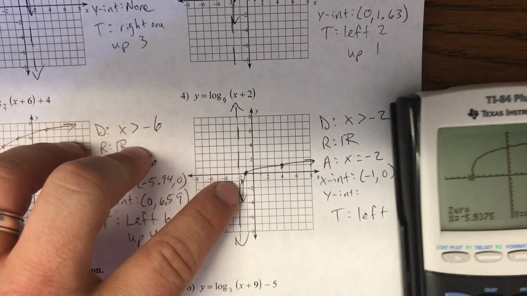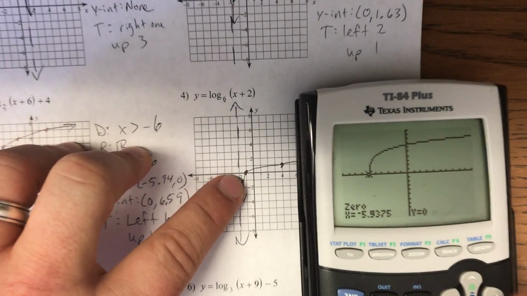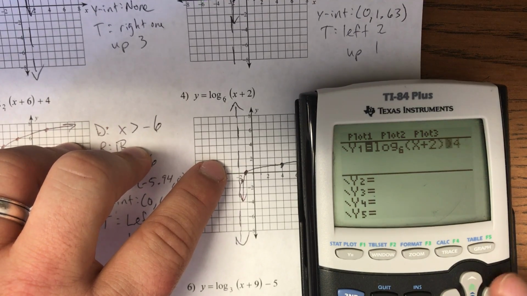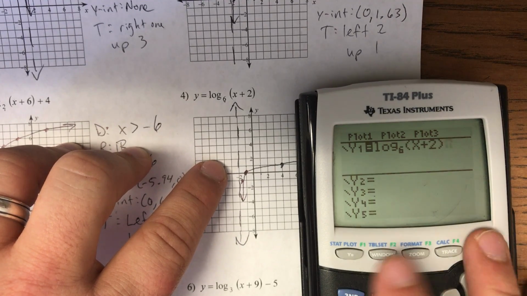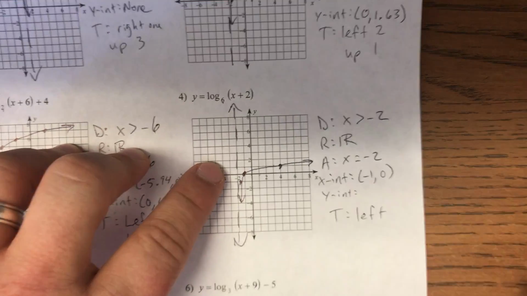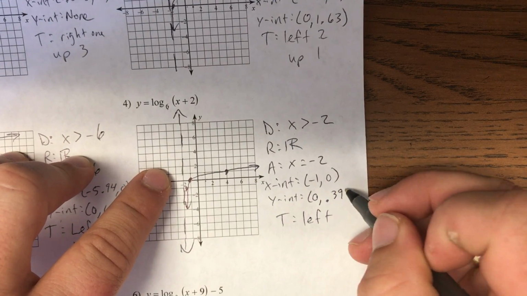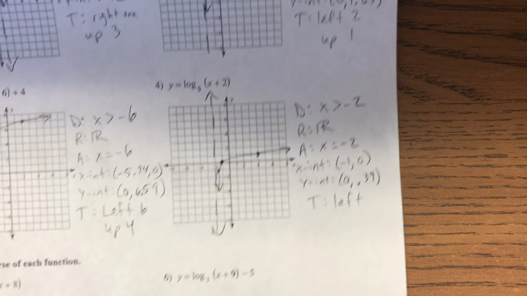I don't know the y-intercept, I do know the x-intercept, so we're done with that. And so 6, x plus 2. Go to the table when x is 0. Y is 0.39. All right, so there's the graphing.